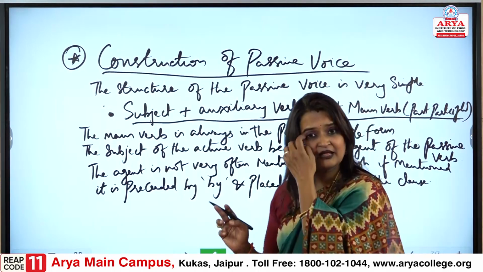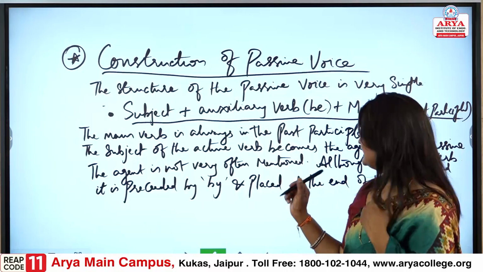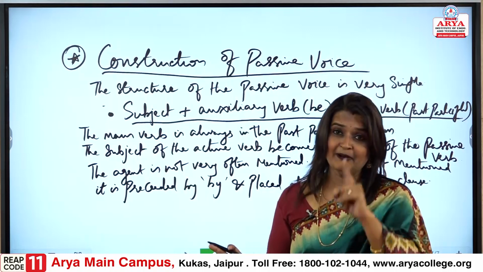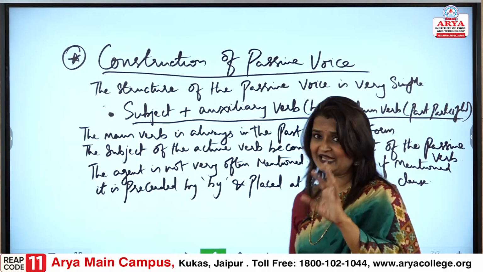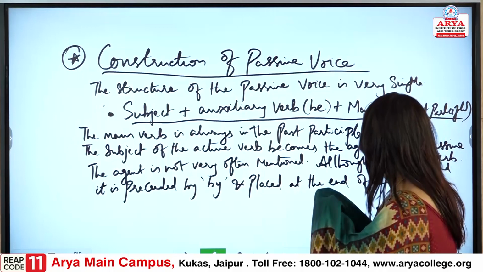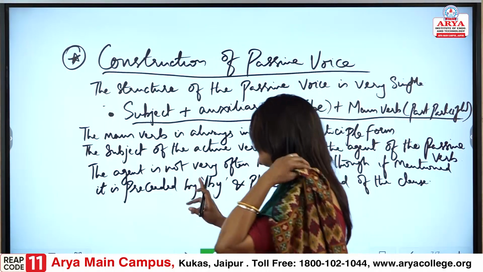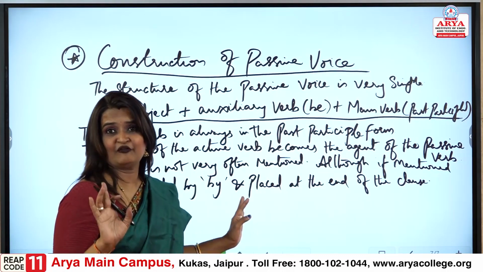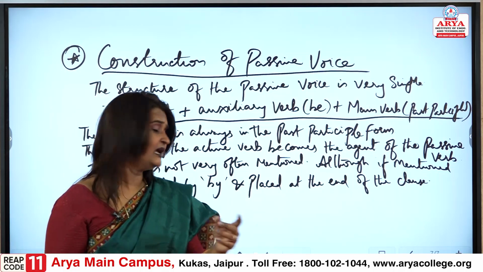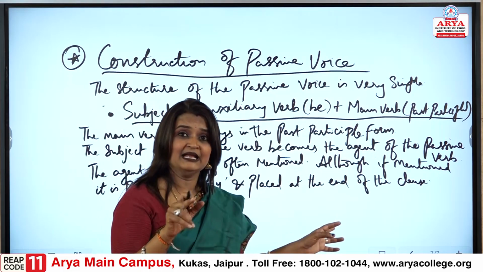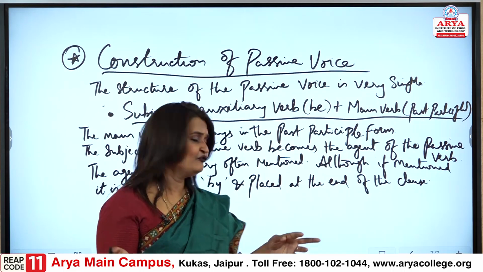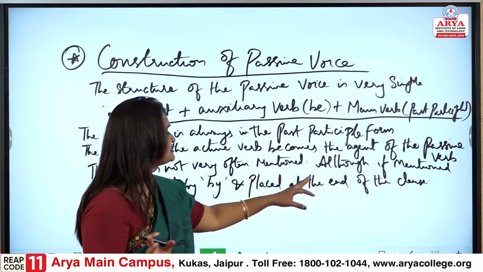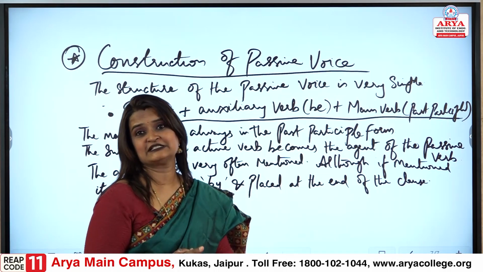We have already understood one point: the agent is not very often mentioned. But even if mentioned, it is preceded by "by". We would again talk about it, but we would use "by" for who did the action, as in "was done by so and so", and place it at the end of the clause.